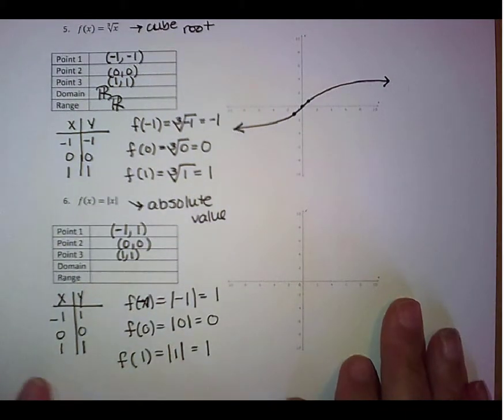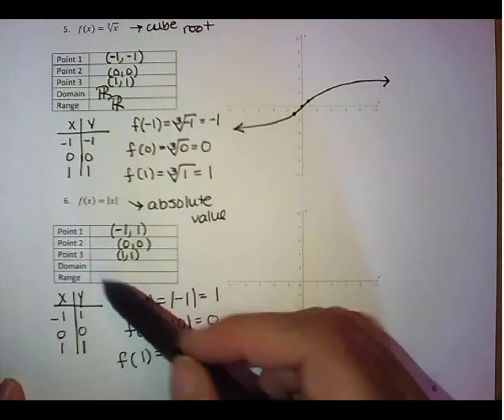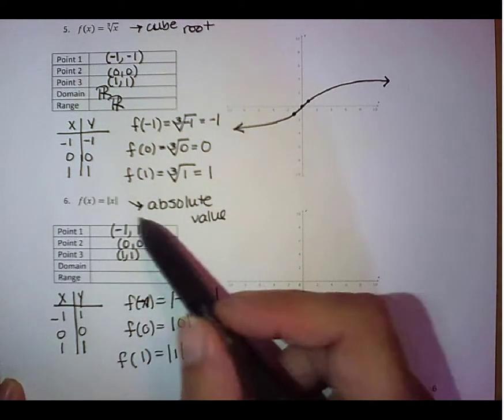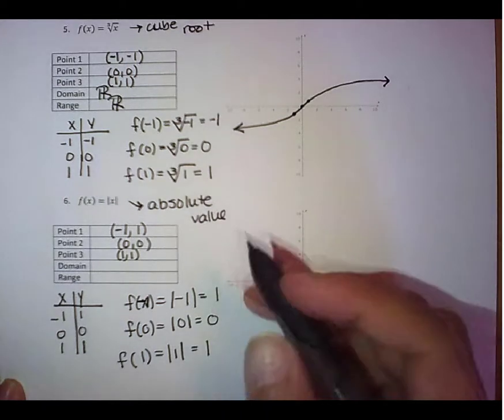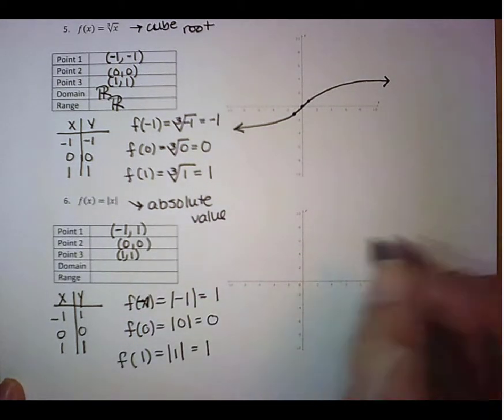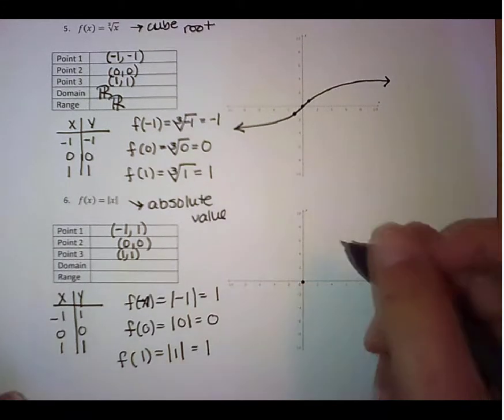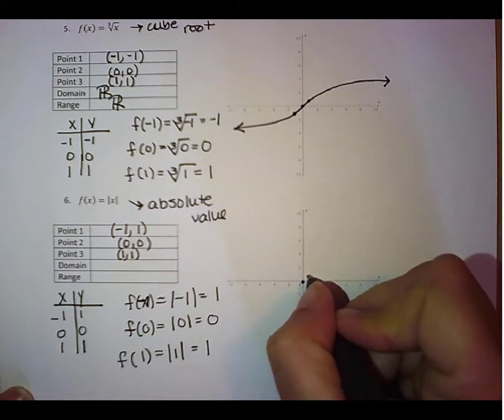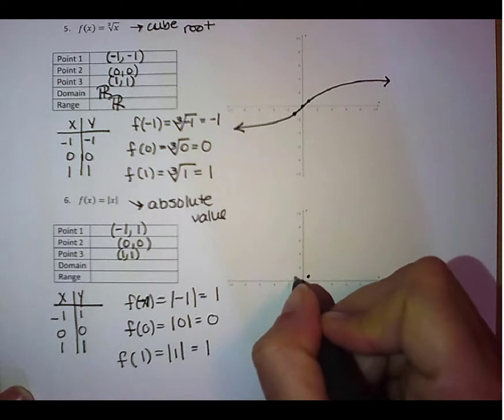Hopefully, again, you kind of notice these look really similar because they're the same points we got for our x squared function, and they are the same values. It's just that the graph, again, looks a little bit different. So we're going to have a 0, 0, +1, +1, and -1, +1.